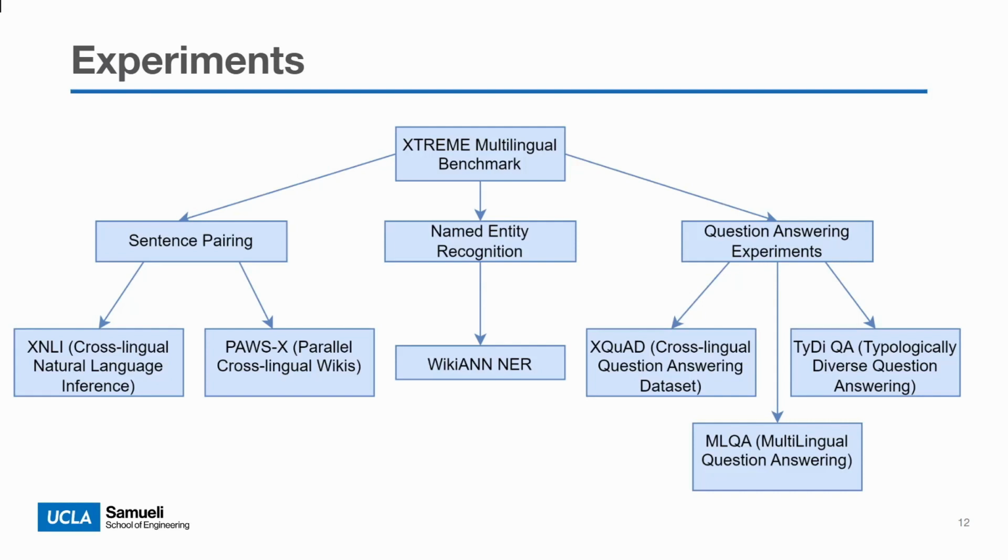In this task, the goal is to predict the relationship between two sentences, which can be one of 3 classes: entailment, contradiction, or neutral. The XNLI dataset is composed of examples in 15 languages and is based on the Multi-Genre Natural Language Inference corpus in English. The second part of the sentence pairing is PAWS-X, or Paraphrase Adversaries from Word Scrambling, cross-lingual.